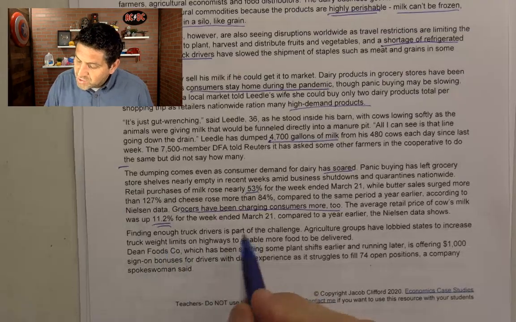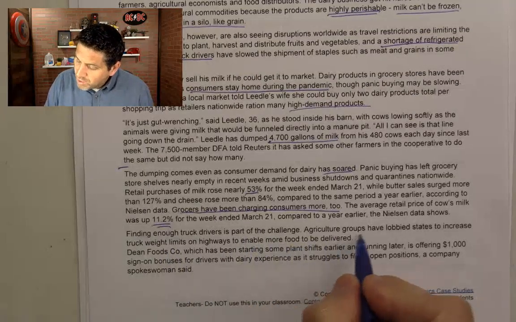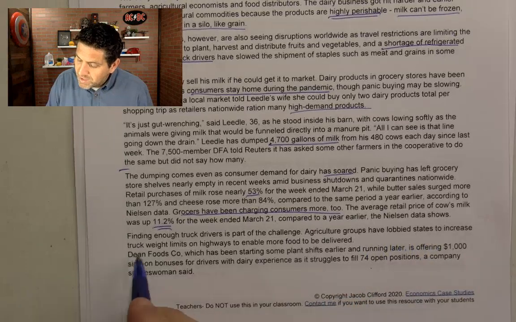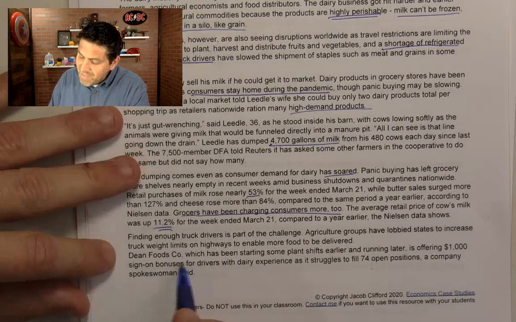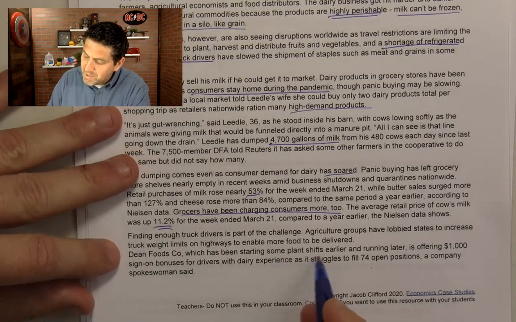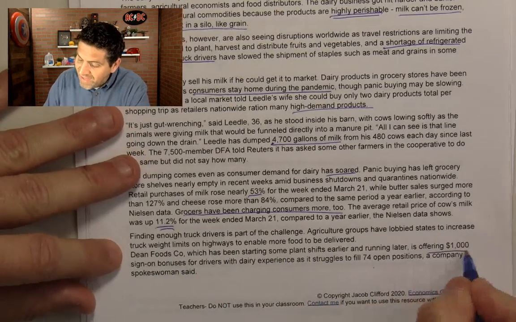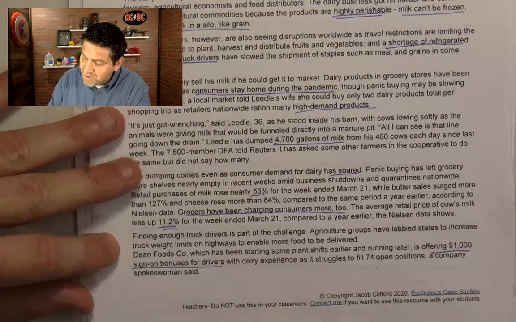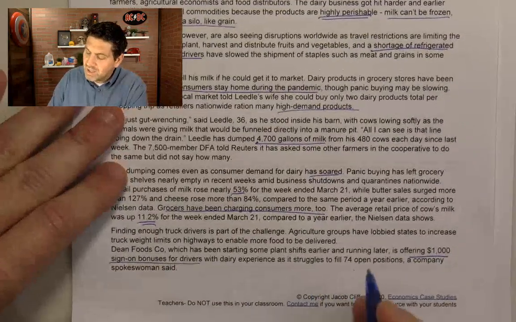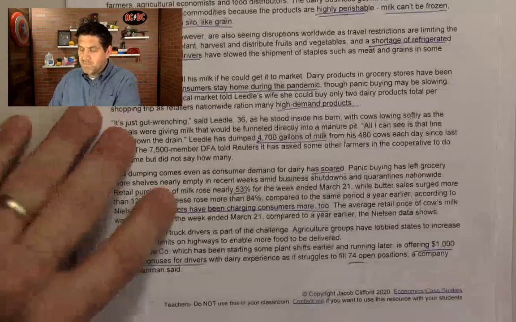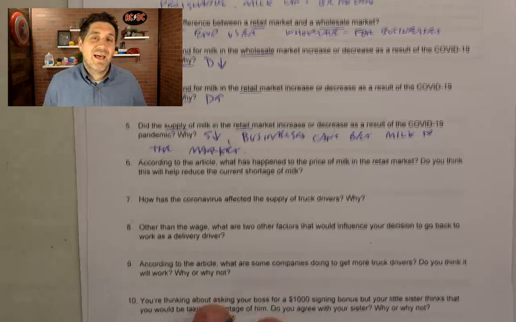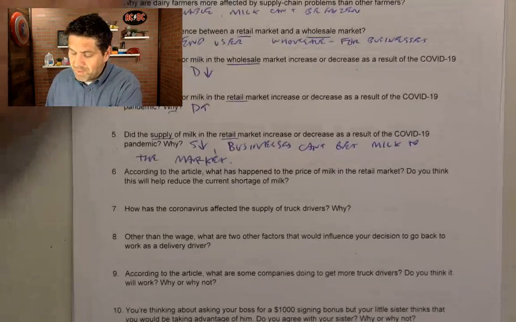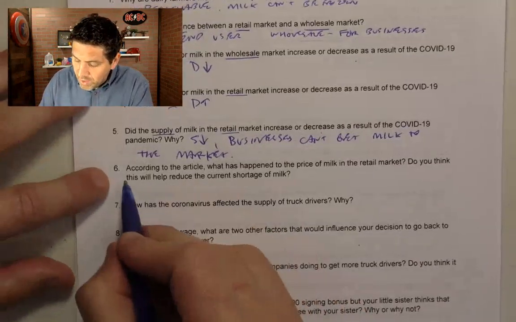Now, I'm going to keep reading and then we'll answer the questions. Finding enough truck drivers is part of the challenge. Agriculture groups have lobbied states to increase truck weight limits on highways and enable more food to be delivered. And then Dean Foods, which has been starting some plant shifts earlier and running them later, is offering a $1,000 sign-up bonus for drivers with dairy experience as it's struggling to fill 74 open positions. So they're offering people $1,000 to go work as a delivery driver for a milk company or to work at the factory.